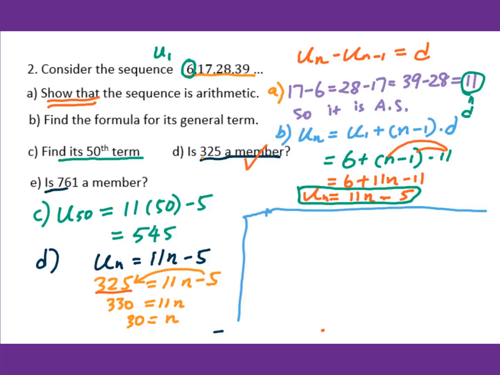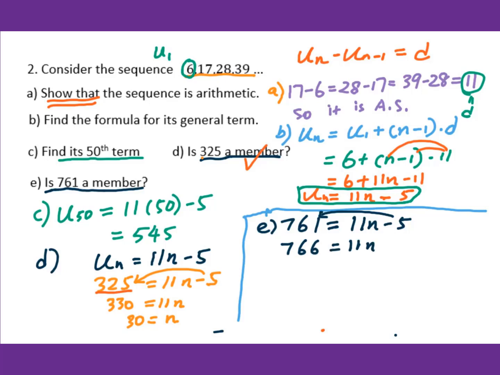Now for E, is 761 a member? 761 equals 11n minus 5. We add 5 to both sides. You will get 766 equals 11n. And n equals 69.6, which is not a natural number. Therefore, 761 is not a member.